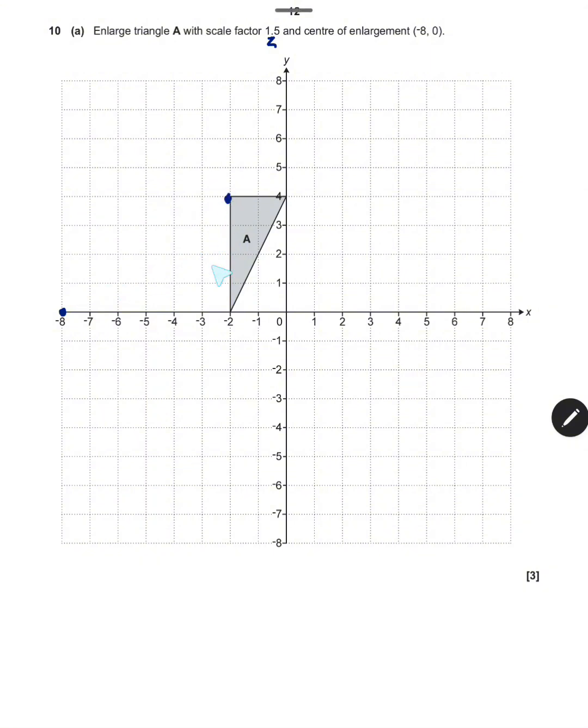If we just focus on this point here, how do we get from this to this? Well, I'm just going to count up and across. So we're going to go 1, 2, 3, 4 up, and 1, 2, 3, 4, 5, 6 across. I'm going to do that distance 1.5 times. So I've done it once already. I'll now do it another half. So 4 up becomes 2 up, and 6 across becomes 3 across. I have now done that distance 1.5 times.